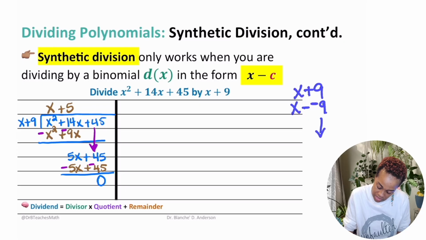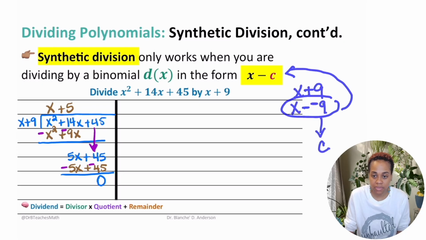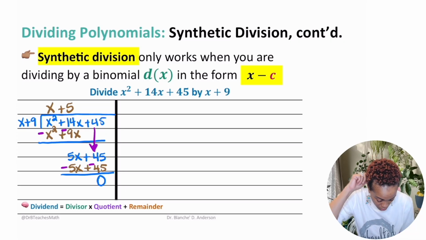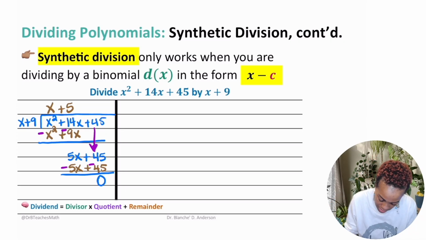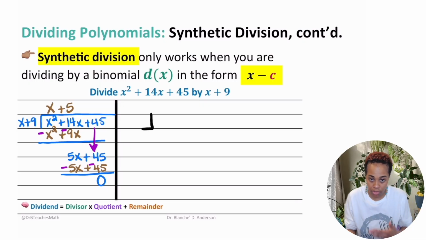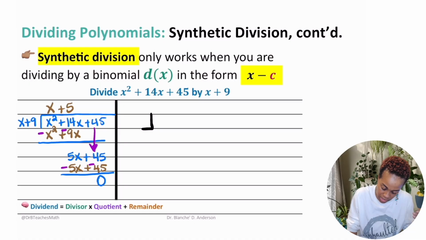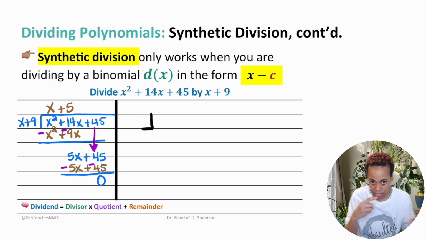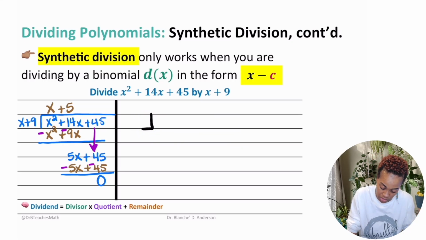And so this is my C, because I'm making this be in that form. Okay. So what you do is when you write it in synthetic form, you have your little house here, and then you list all the coefficients. So your C goes here, and then all of your coefficients go here, and then you draw a line and you start doing the math. So let me walk through this and then we'll do some more examples.